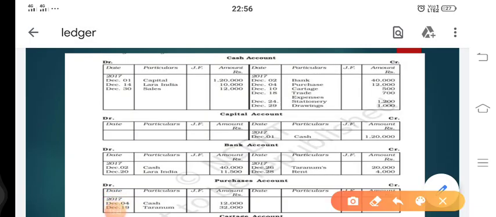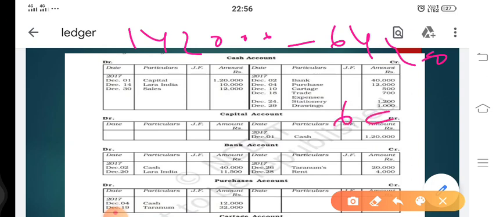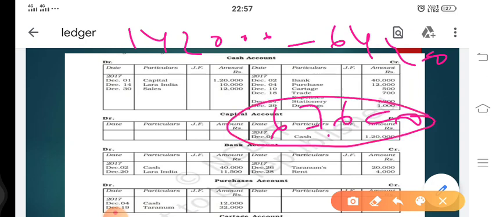So here the total was 1,42,000 and at the credit side it was 64,400. So you can say that the cash balance available with you is 1,42,000 minus 64,400. That is 67,600, which will be your available balance of cash. So this is how you can simply calculate ledger accounts.